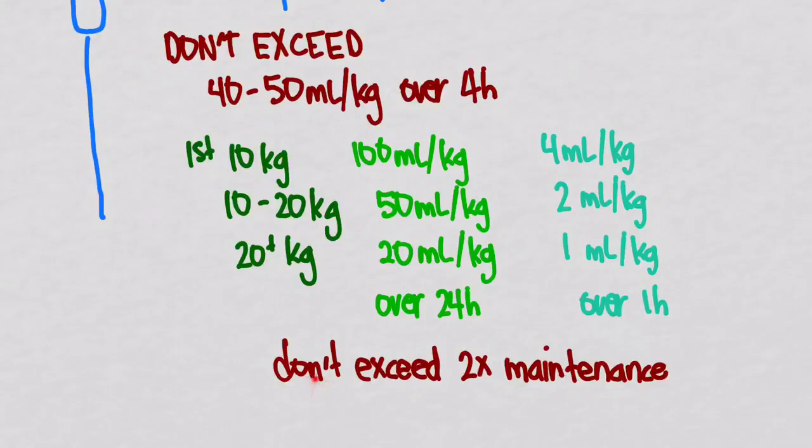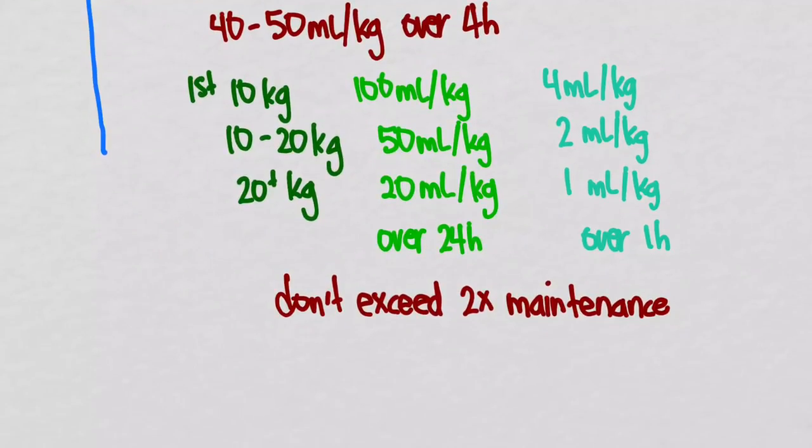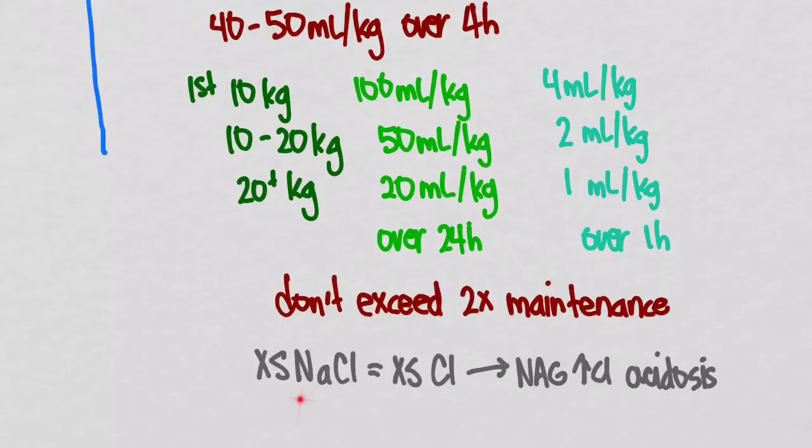Now, you never want to exceed 2 times maintenance because there's the thought that that might increase the risk of cerebral edema. Now, the other thought is that if you give a lot of sodium chloride, that's a huge chloride load, which then creates a non-anion gap hyperchloremic acidosis. And so some people recommend maybe you can give lactated ringers or Plasma-Lyte. But I believe there's no study that shows there's any difference in giving either of those.